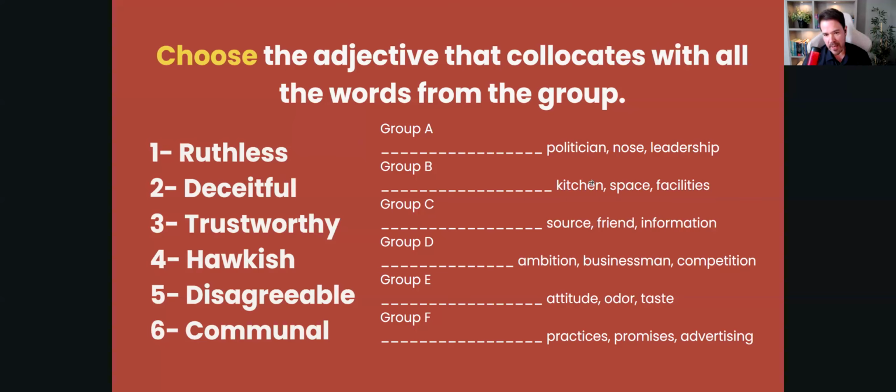Similarly, which word collocates with kitchen, space, and facilities? And this was very engaging in the sense that sometimes more than one word can collocate with 1 or 2 words, but not all 3. So they really had to think about it, like which of the words collocate with all the 3 words from the group.